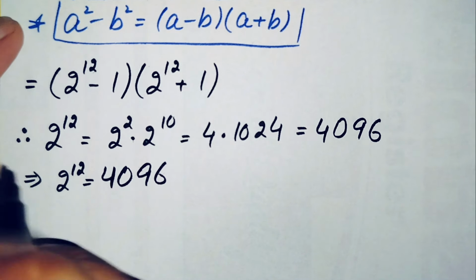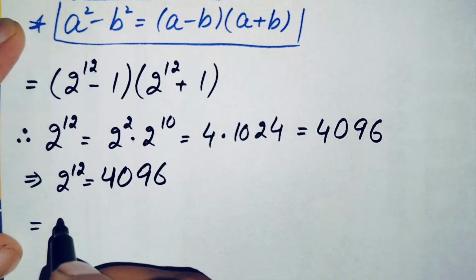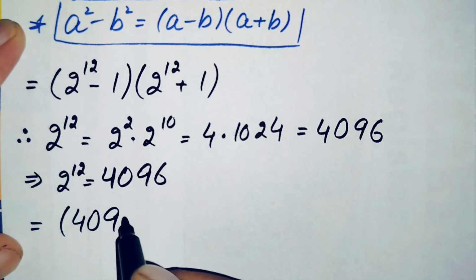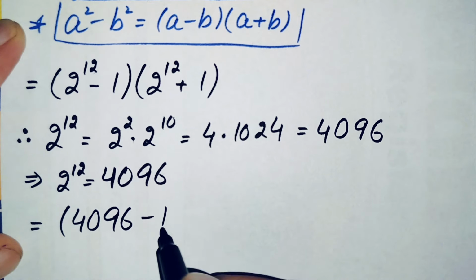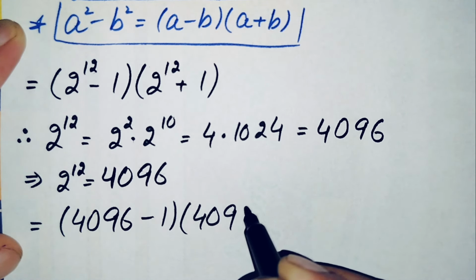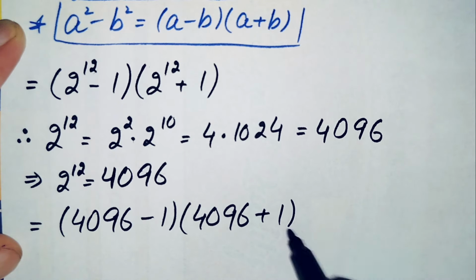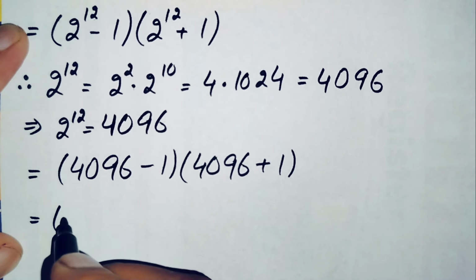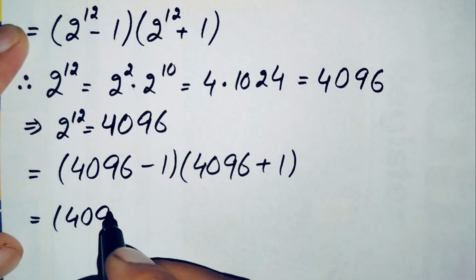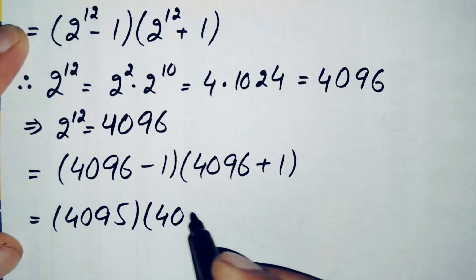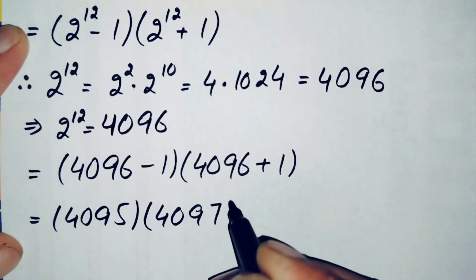So this equation will become, the value of 2 raised to power 12 is 4096, minus 1, times 2 raised to power 12 is 4096 plus 1. Let us subtract and add these two numbers. So this will give 4095 times, this will become 4097.